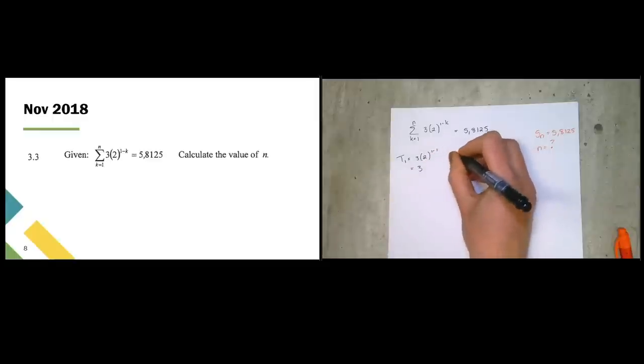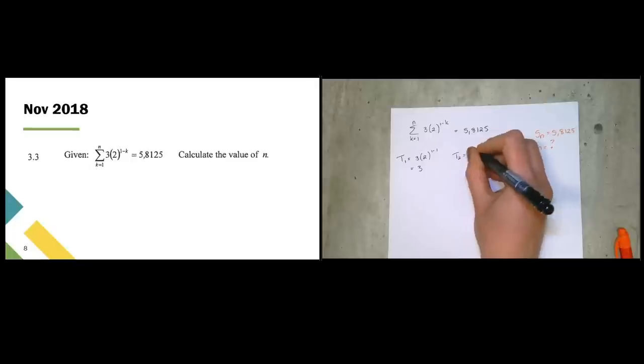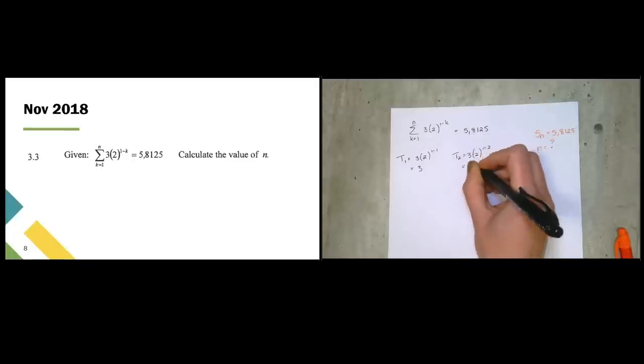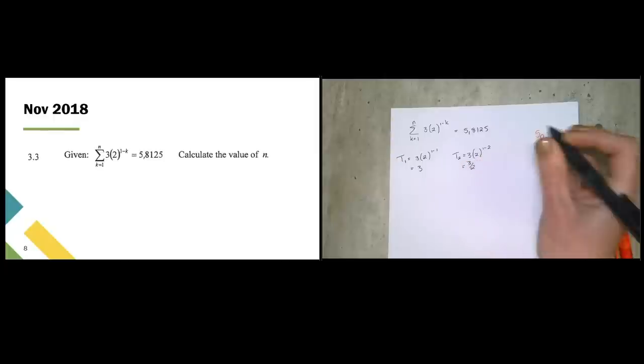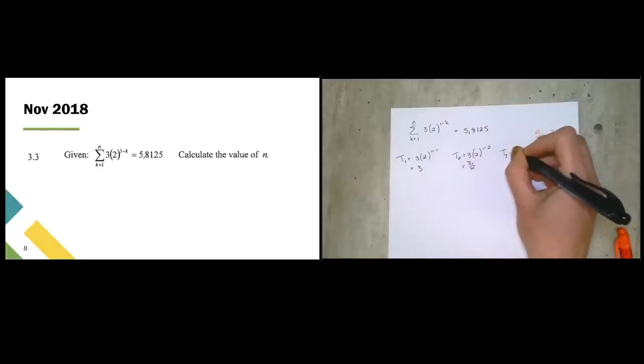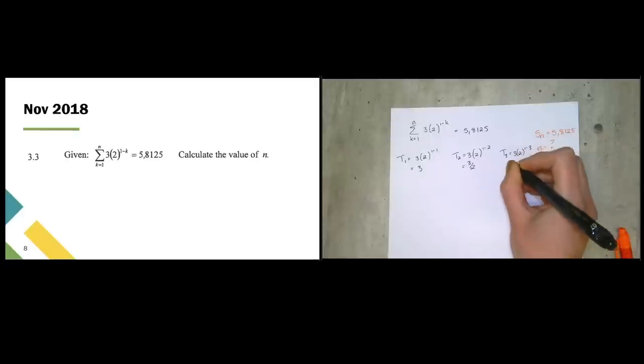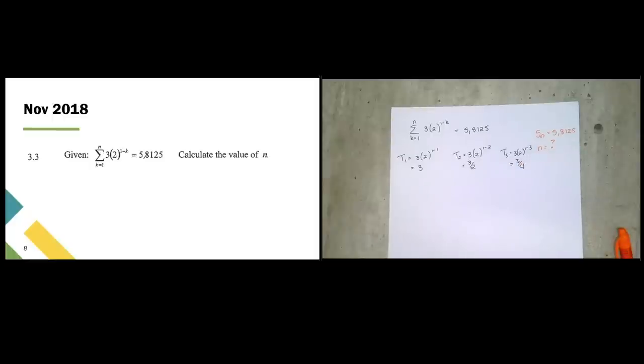Term 2. 3 times 2 to the power of 1 minus 2, and that gives me 3 over 2. Term 3. 3 times 2 to the power of 1 minus 3 gives me 3 over 4. Is this an arithmetic or a geometric? This is a geometric series.